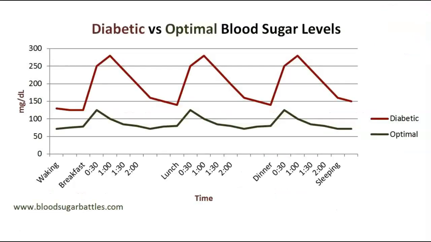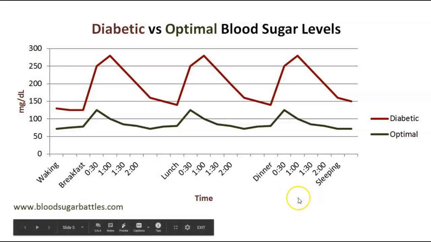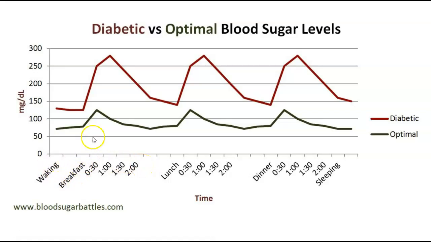So this is just showing you the blood glucose levels of an optimal individual, someone who does not have diabetes, and someone who potentially is diabetic. I just wanted to mention this because this is important to see. We do have normal fluctuations in our blood glucose levels. If you notice, when we eat breakfast, right after we see a spike in our blood glucose level.